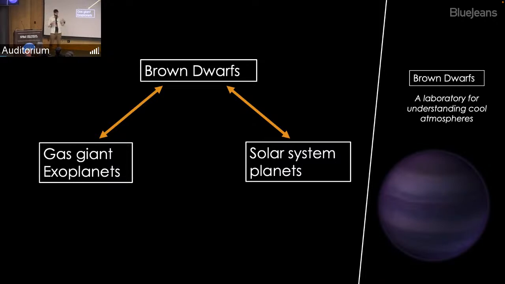So I think the brown dwarfs will be a crucial piece of the puzzle when we want to explore the connection between the gas giant exoplanets, for example, being directly imaged, and connecting them to the solar system planets. For example, the main thing about Jupiter, that are cool gas giants, and we want to understand how they form and what the atmospheres do as they age and cool down. So brown dwarfs kind of have the best of both worlds.